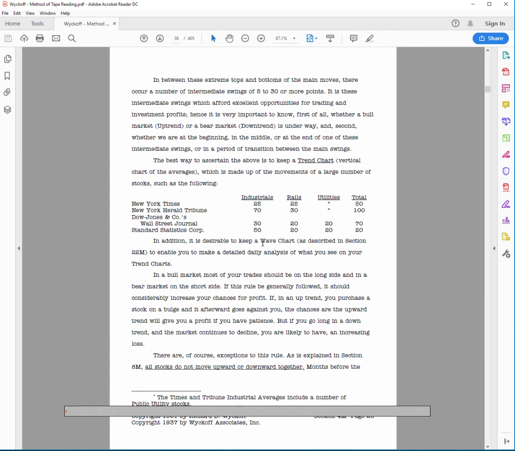And the wave chart, this is also very important to keep. You could just put the wave chart on top of the daily chart.